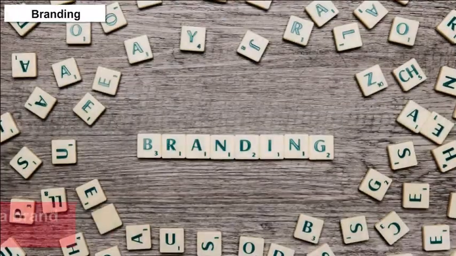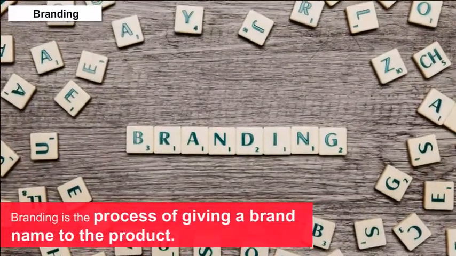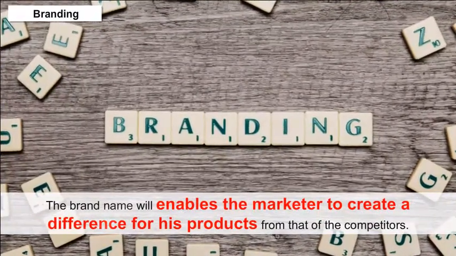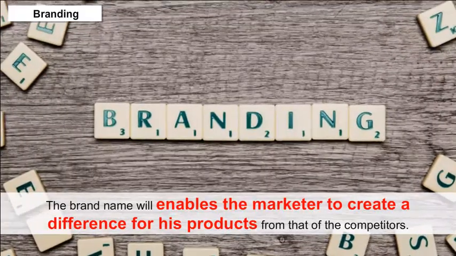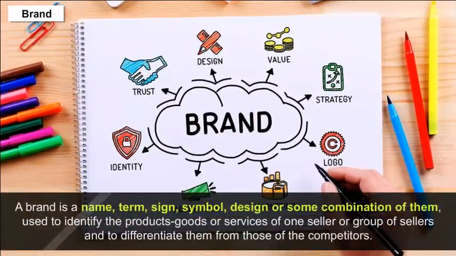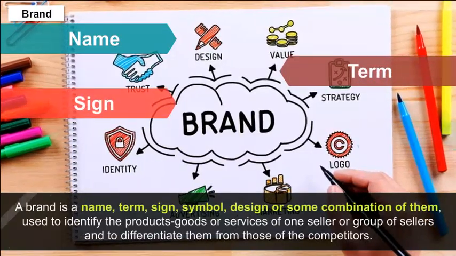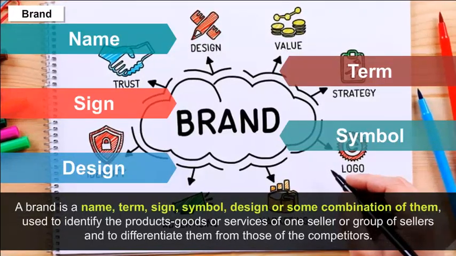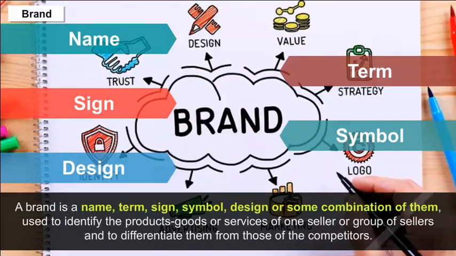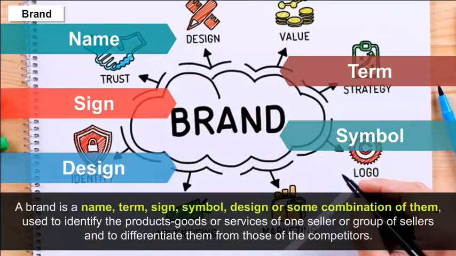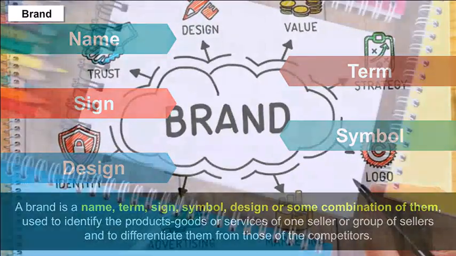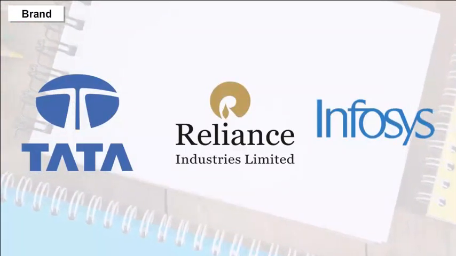Branding. Branding is the process of giving a brand name to the product. The brand name will enable the marketer to create a difference for his products from that of the competitors. Brand. A brand is a name, term, sign, symbol, design, or some combination of them used to identify the products, goods, or services of one seller or group of sellers and to differentiate them from those of the competitors. For example, some of the common brands are Tata, Reliance, Infosys, etc.